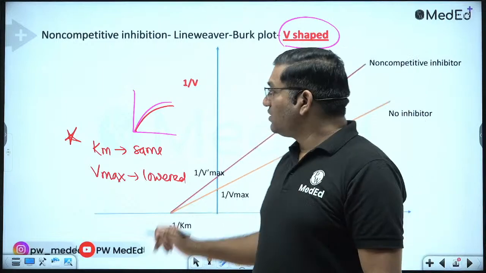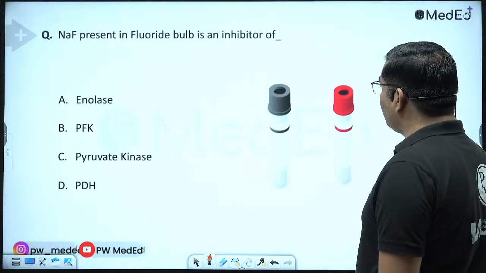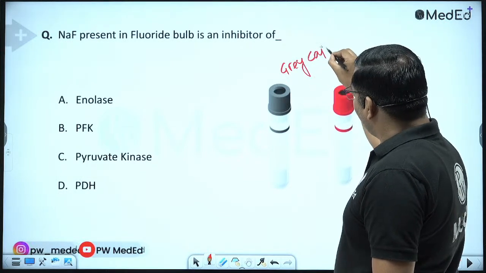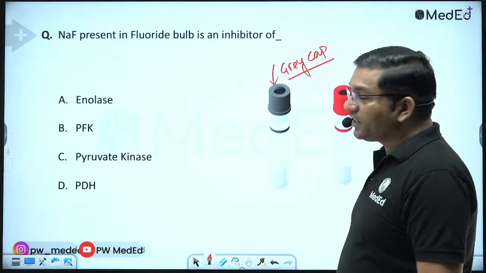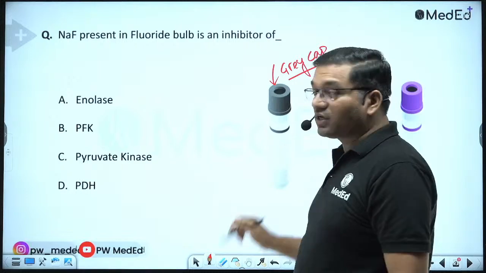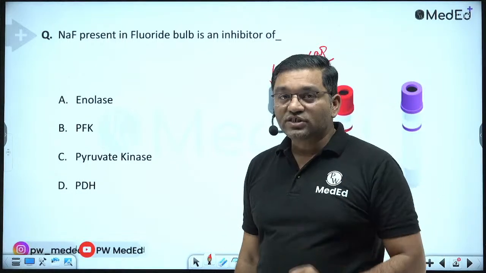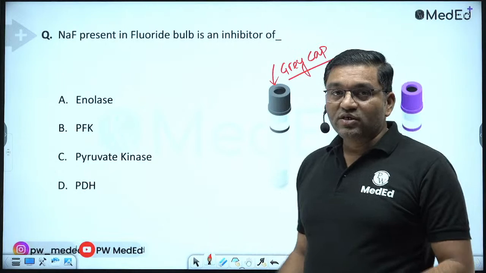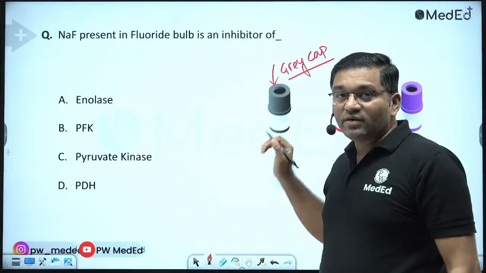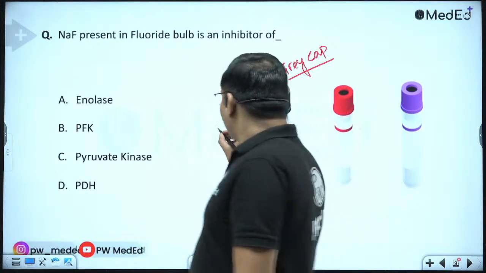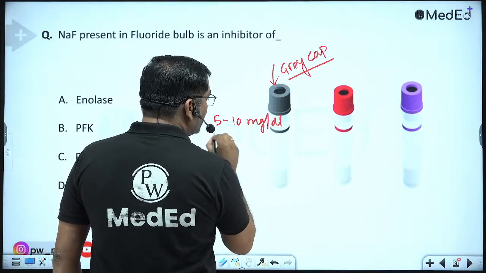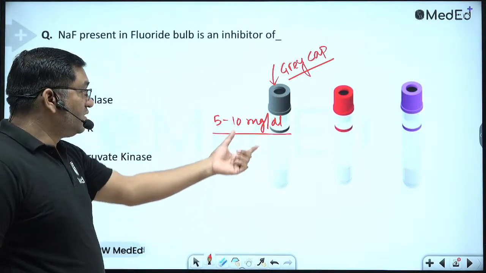The example is the fluoride bulb. It has a gray cap. Sodium fluoride and potassium oxalate in a 1:3 ratio are used for collection of blood samples for glucose estimation, to get the true value of glucose. If we do not collect the sample in the fluoride bulb, the glucose value will decrease by 5 to 10 milligram per deciliter per hour, because of continuous glycolysis by the RBCs.